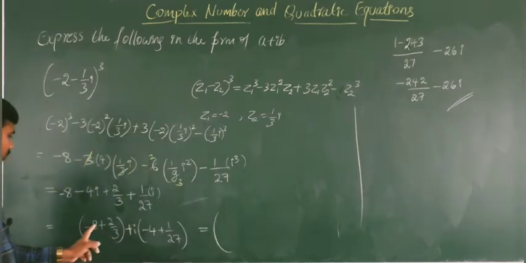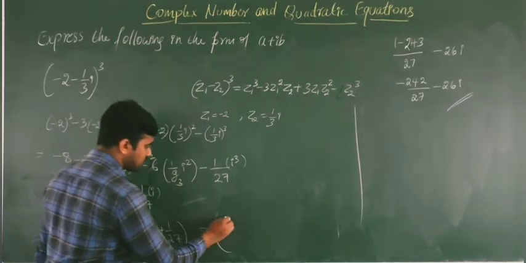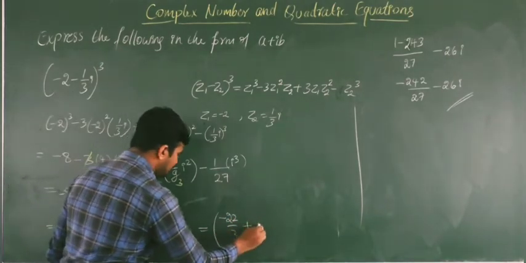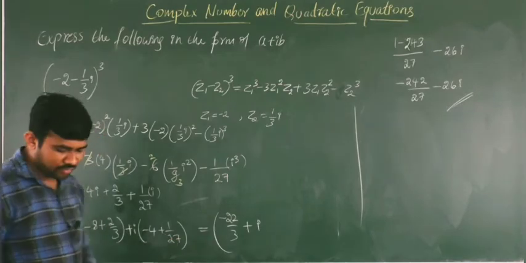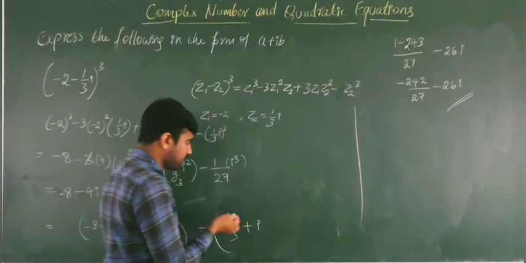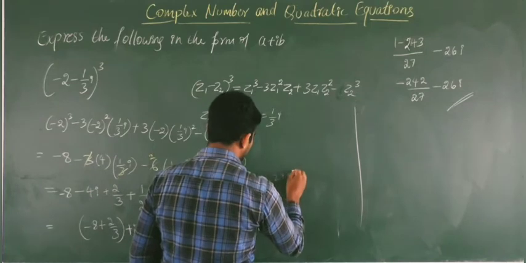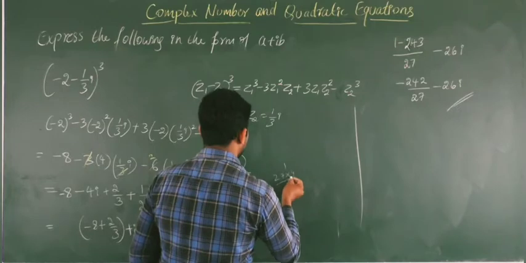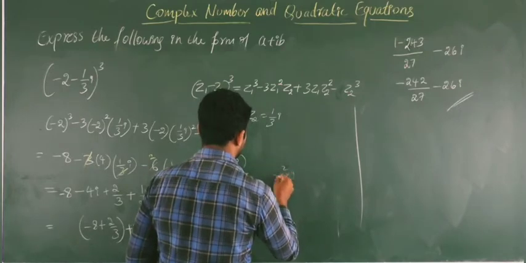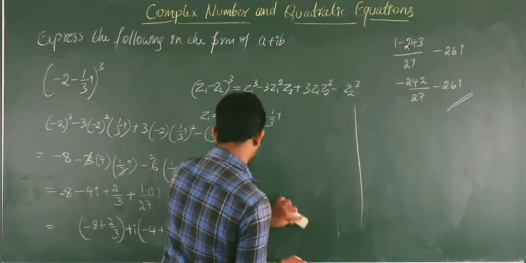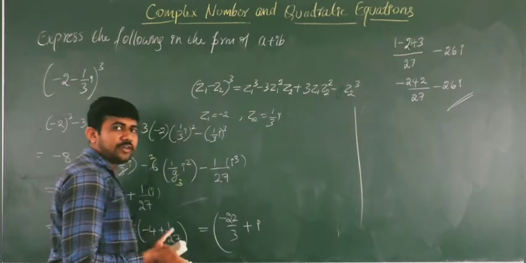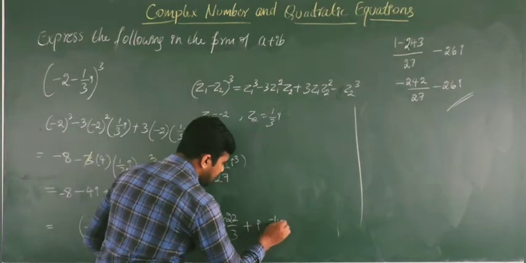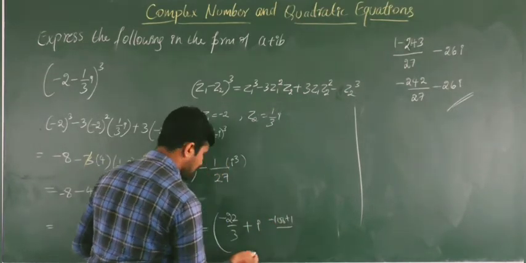Okay, and take the LCM here. 8 3s are 24, minus 24 plus 2, minus 22, divided by 3. Plus i into, 27 into 4. 27 into 4, that is nothing but what? 4 7s are 28, and we'll get 108. So 4 into 27, that is nothing but 108. So minus 108 plus 1 divided by 27.